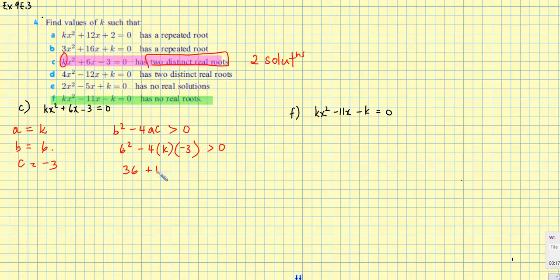36 plus 12k is greater than 0. 12k is greater than negative 36, and now I'm going to divide both sides by 12, so that I get k must be greater than negative 36 divided by 12, which is equal to negative 3. So what does this tell me? It tells me that in order for this problem to have 2 roots, the value of k must be greater than negative 3.